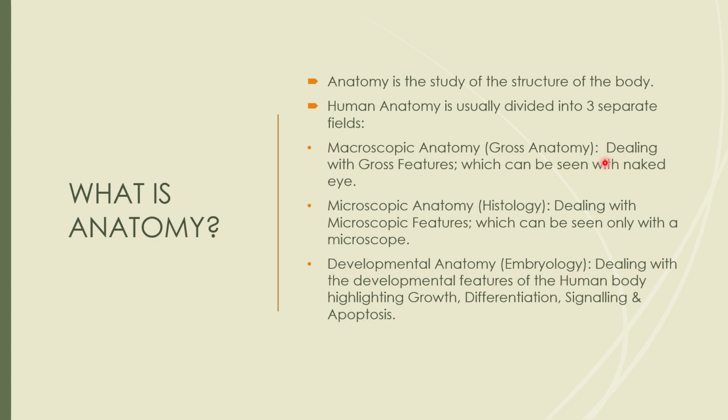The macroscopic anatomy deals with gross features which can be seen with the naked eye. For example, our hands, our face, head, neck, upper limb, lower limb, thorax, abdomen, the internal organs, lungs, liver, etc. And the microscopic anatomy or histology deals with the microscopic features which can only be seen with the microscope. Okay, the cells, the nucleus, the cytoplasm, the tissues, the epithelial tissue, the muscular tissue, the nervous tissue, the connective tissue, etc. comes under histology.